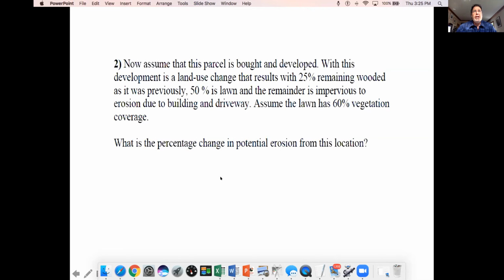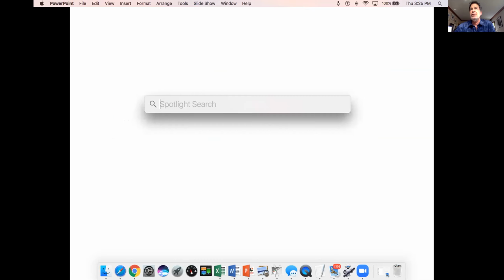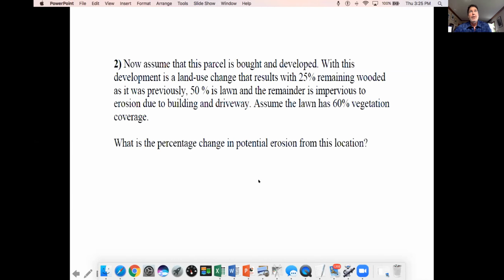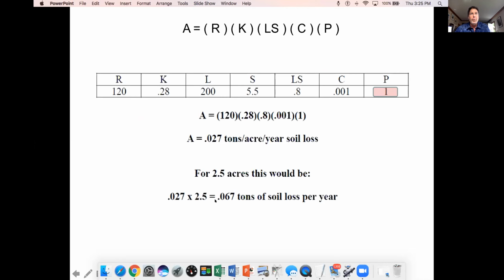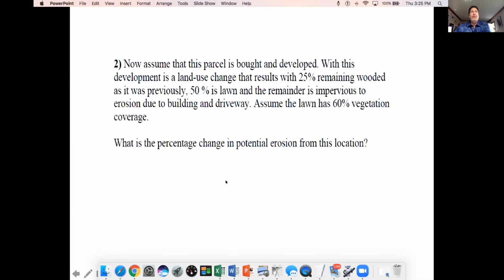So what is the percentage change in potential erosion for this location? You have your original. The original was 0.067 tons when it's completely wooded. So the question is, what is it now as far as runoff? What I'm going to do is break you up into two groups and have you work on it for the next 20 minutes.